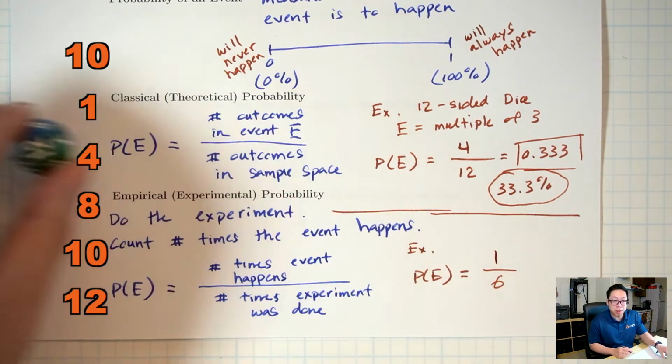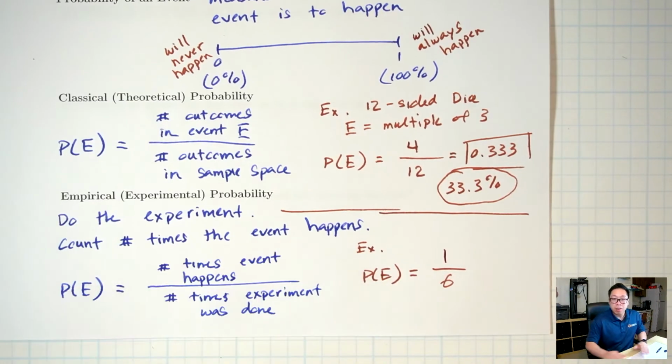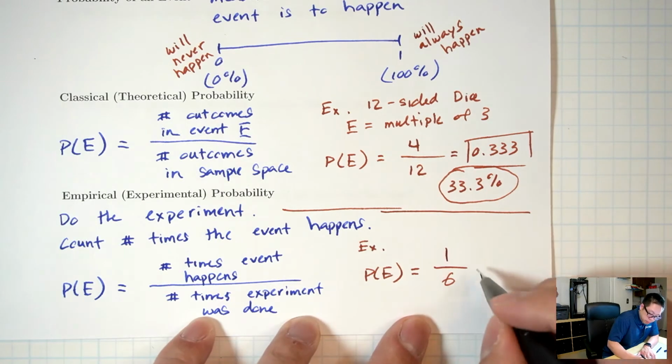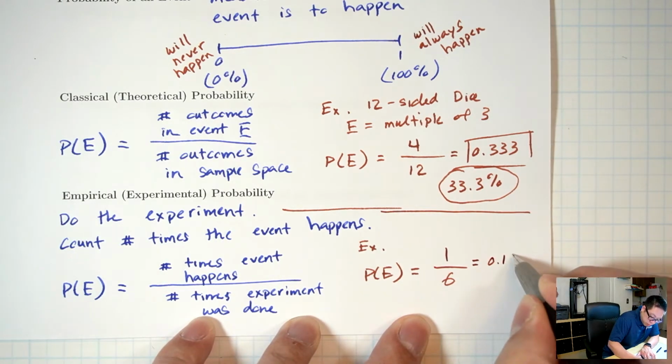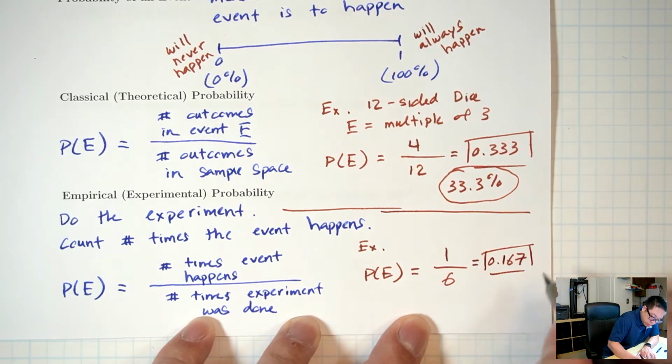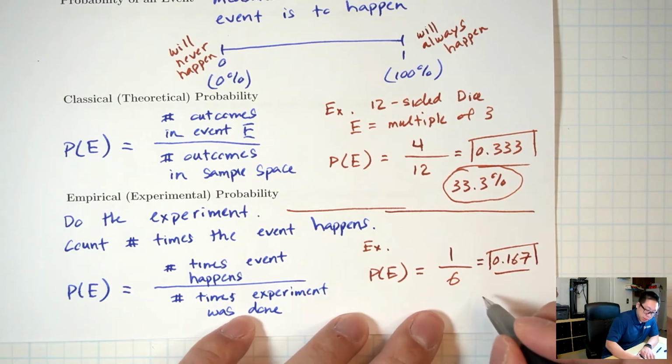So the experimental probability is 1 out of 6, which as a decimal is 0.167. Which as a percent is 16.7%.